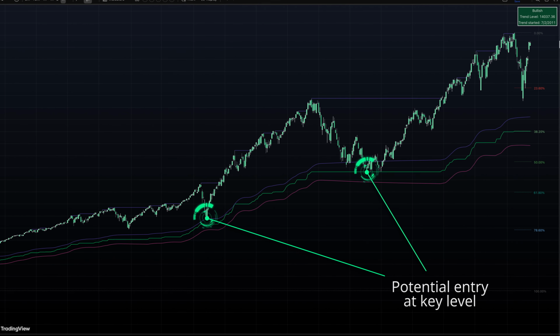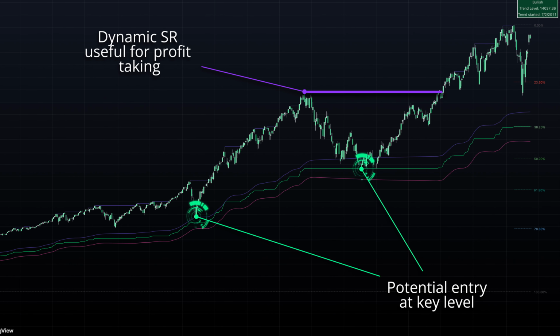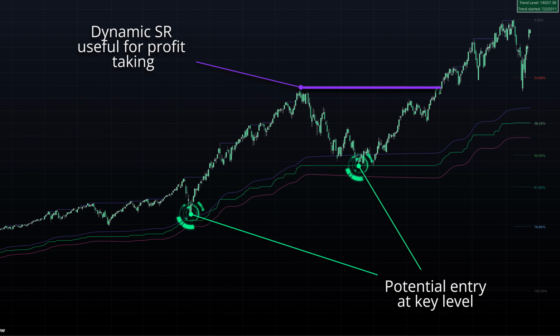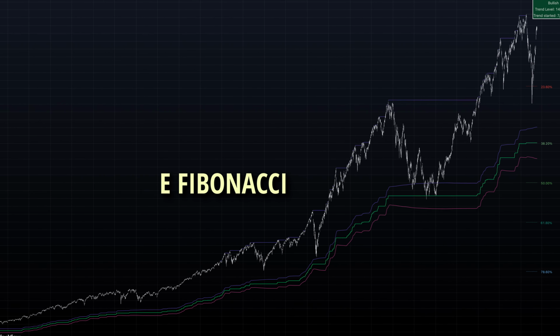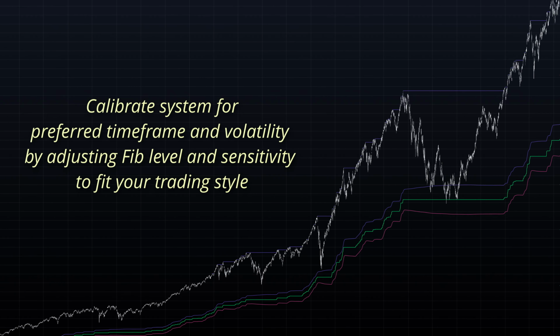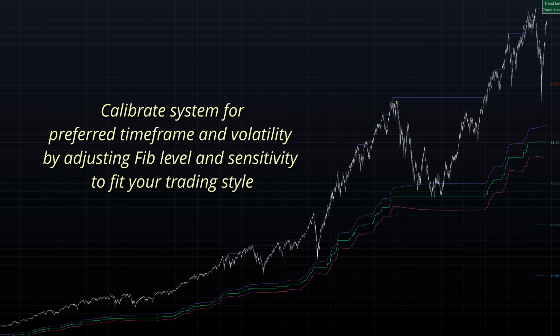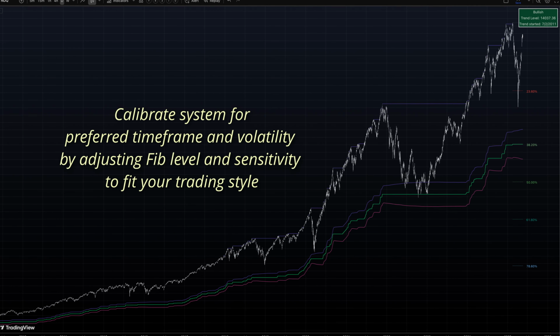Traders can use this indicator for trend following, identifying potential reversal zones, or as a dynamic support resistance framework. The system works particularly well for swing trading, where Fibonacci relationships frequently influence price behavior. By adjusting the Fibonacci level and structure sensitivity, traders can calibrate the system to match their preferred time frame and market conditions.